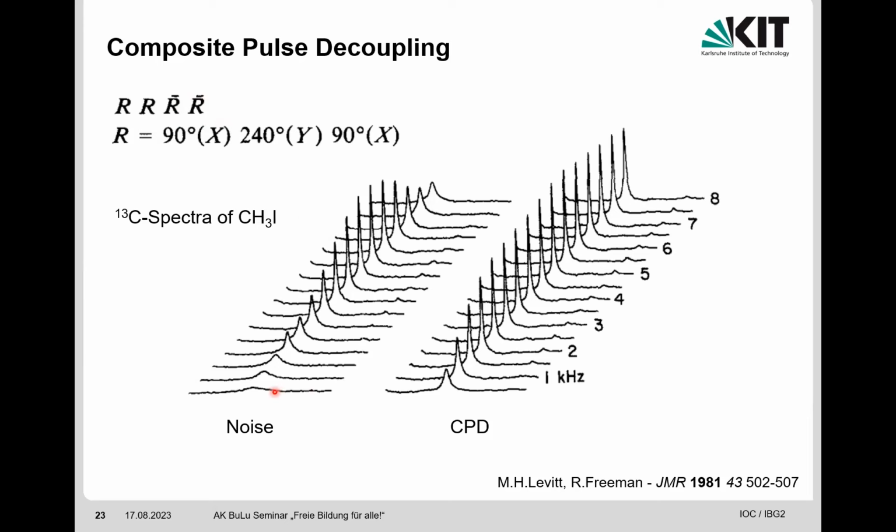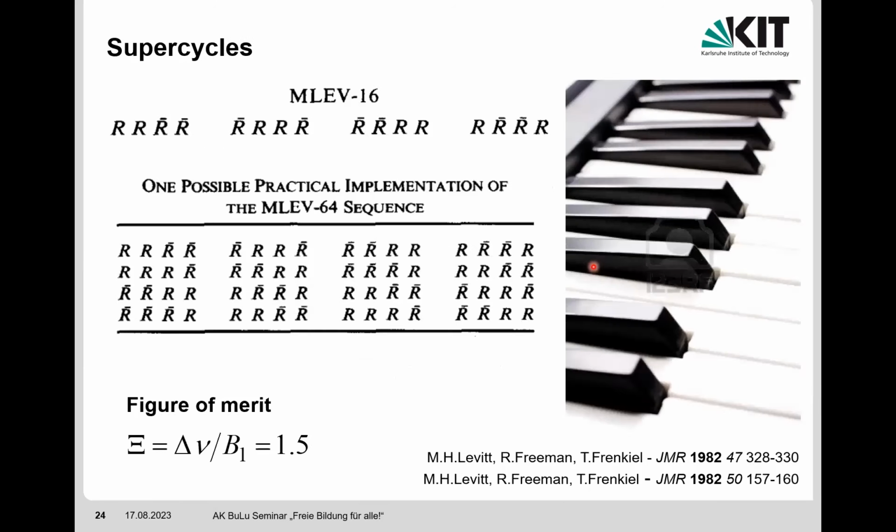And you see this also here in the bandwidth. Back then they compared with a noise decoupling. And you see here, you get wider with this decoupling scheme. So this MLEV-4 decoupling scheme was the best at the time. And then, of course, you can enhance these supercycles. You can further expand on it because this 4 cycle, you can read R bar, but also R bar, and so on. And doing it this way, you get even further cancellation of artifacts.